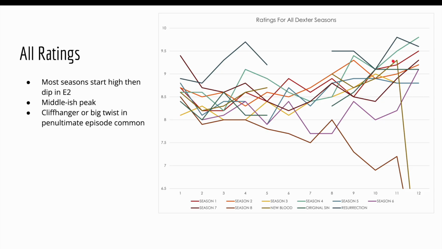A cliffhanger or a big twist in the penultimate episode is pretty common. You can see even season 8 and New Blood increased going into the finale. And as you can see, almost every season increases into the penultimate episode, so these episodes are pretty highly rated. And season 4, I think, is the biggest exception. Season 4 is this tealish line here, where I think the biggest twist comes in the finale when Rita dies. And finally, the last episode tends to either be a slight rise or a similar rating. The biggest increase in the last episode is in season 6, and Resurrection is interesting because it does go down.